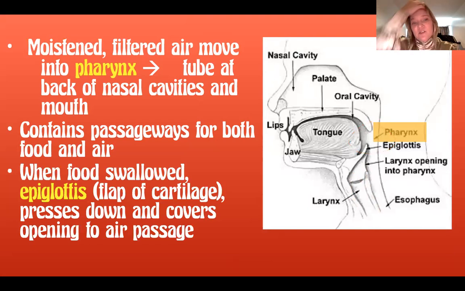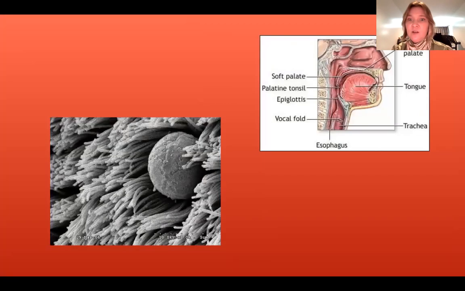So again, when food is swallowed, the epiglottis, epi means on and glottis means tongue. So it literally means on the tongue. It's a flap of cartilage which pushes down and covers your trachea so that food and water don't go into your lungs.